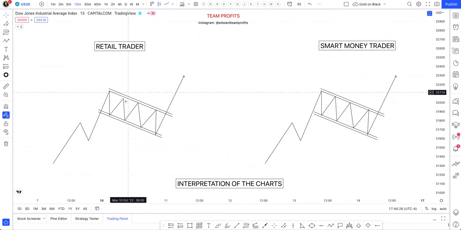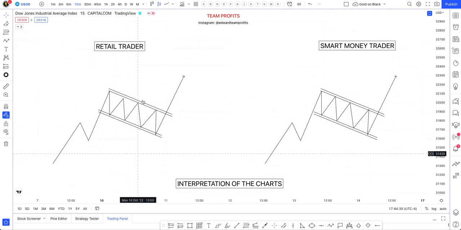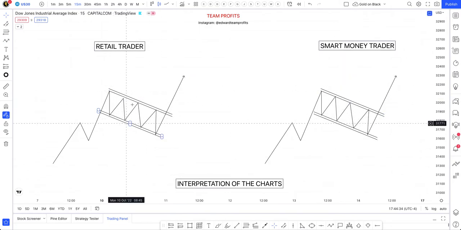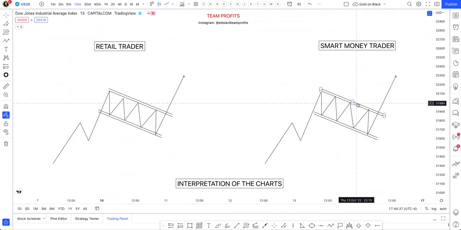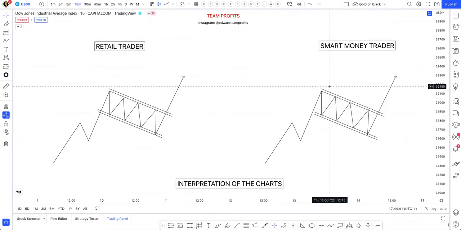Right here, we can see we have two exact scenarios, okay? This is the same scenario. I just copy and paste right here. Basically, two different scenarios, two exact scenarios right here. And there are two ways of trading, two types of traders, okay?